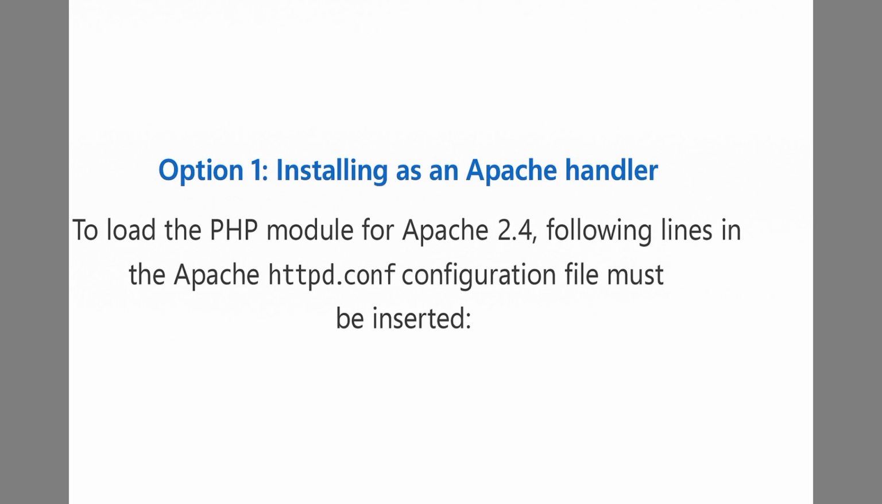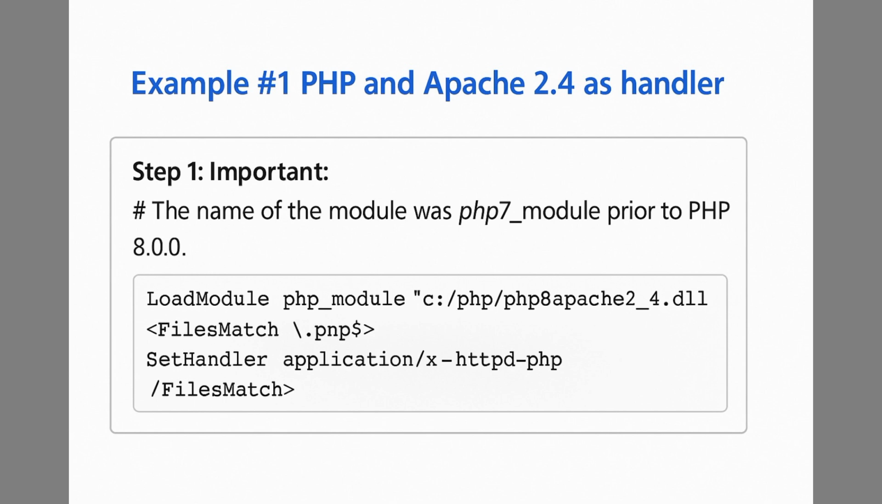It's ideal for most users who want to develop, test, or run PHP websites on their local Windows systems. Now let's look at a practical example of how to configure PHP and Apache 2.4 to work together as a handler. In this setup, we are instructing Apache to load the PHP module so it can interpret .php files whenever they are requested by the web browser. To do this, you need to add a few lines of configuration code to your httpd.conf file in Apache.